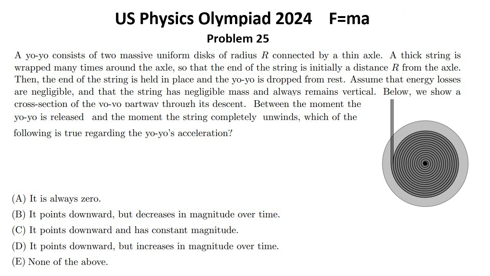Answer A. It is always 0. Answer B. It points downward, but decreases in magnitude over time. Answer C. It points downward and has constant magnitude. Answer D. It points downward, but increases in magnitude over time. Answer E. None of the above.